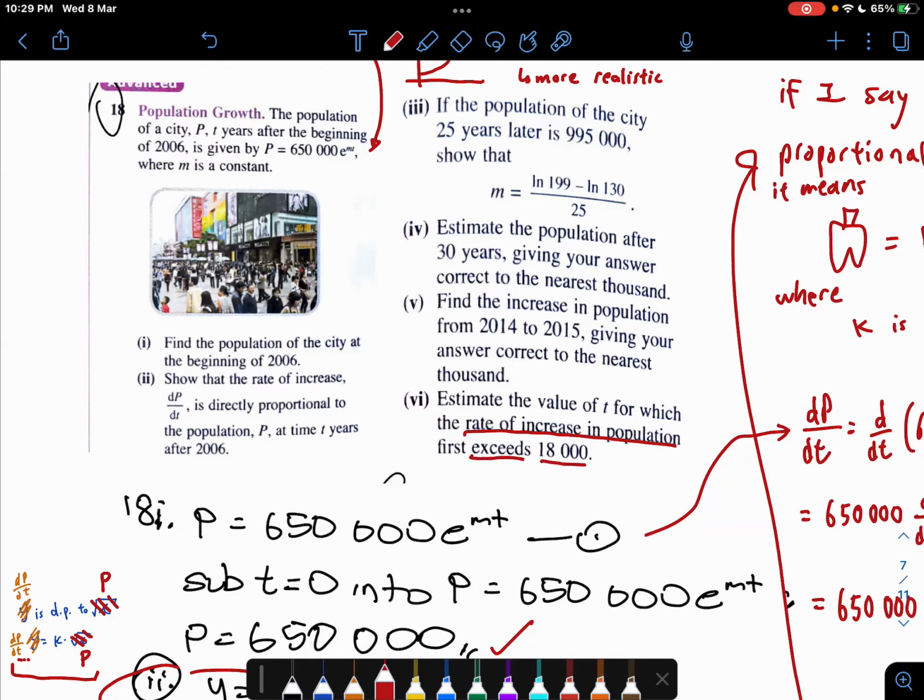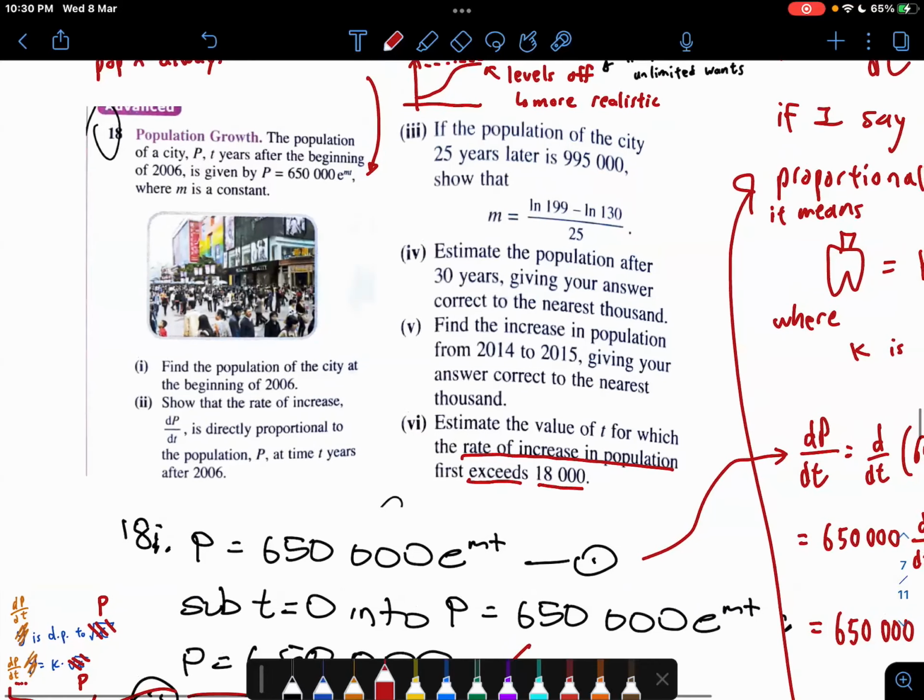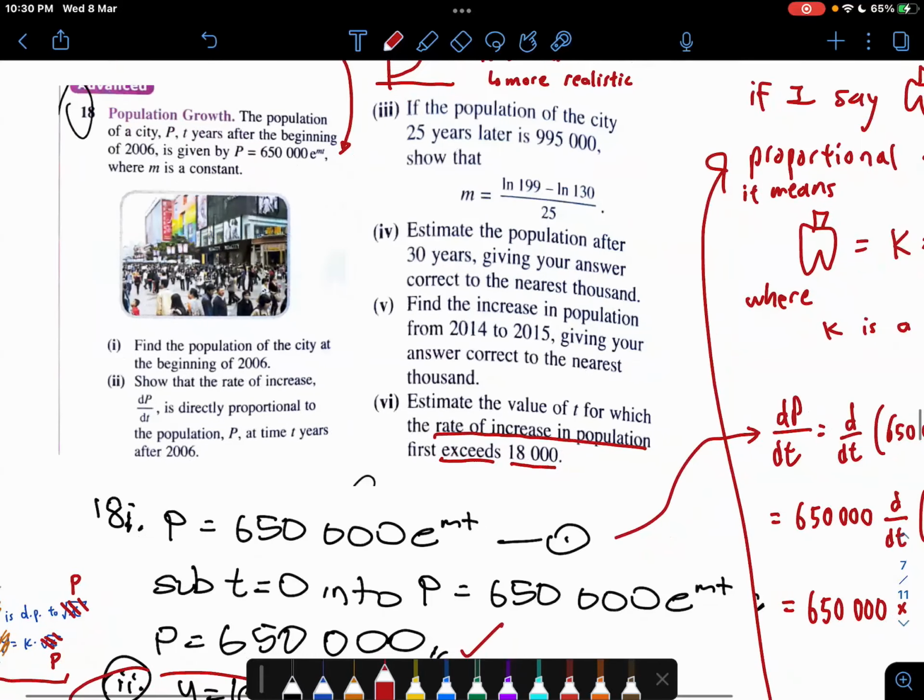No. What's the rate of increase in population? You see rate, dP over dt. Exactly, dP by dt. Then it exceeds 18,000? More than. More than. So it's an inequality. Then if you happen to get a quadratic equation, you throw back to the first topic we learned, quadratic inequalities.